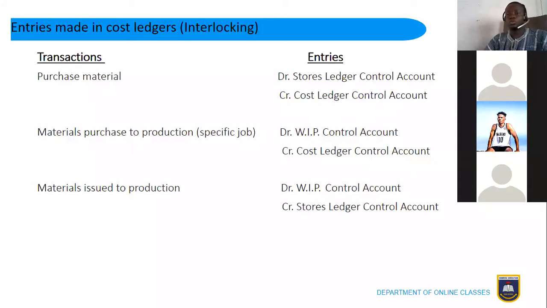Then transaction 2, materials purchased to production. Materials purchased to production. So the corresponding entries, we debit work in progress control account, and then we credit our cost ledger control account. So let me ask, why are we debiting work in progress control account?